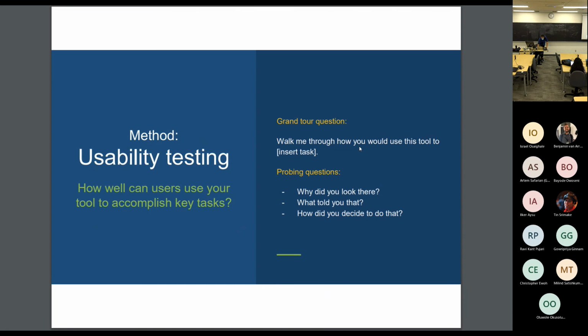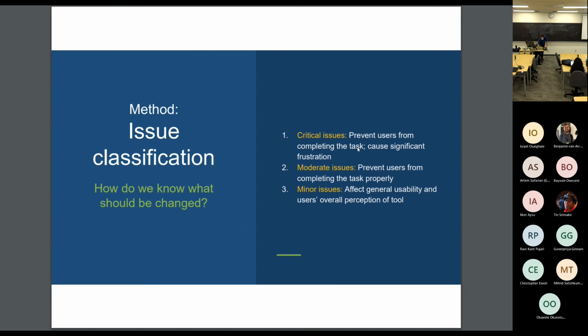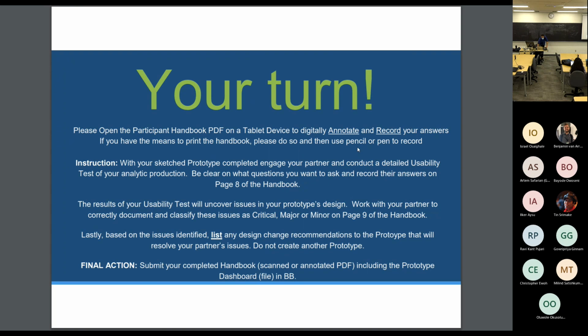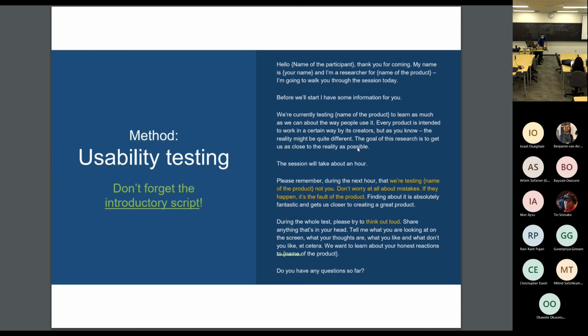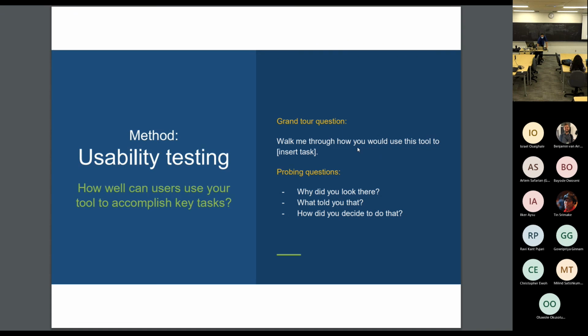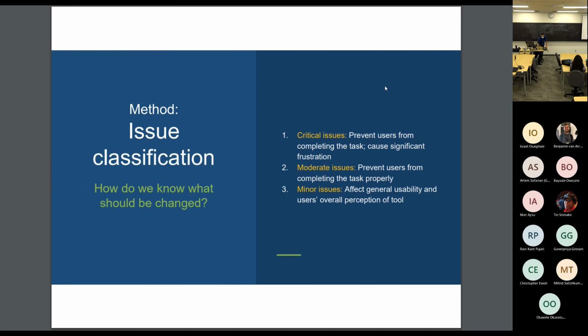Maybe I'll cover this next week, but this is the final section. This is where you're actually going to get them to use the prototype and go through it and see how well they can actually accomplish the tasks that you've laid out. You'll go through this script with them, and then they'll ask probing questions like, why did you click that? Why did you go there? What did you expect to happen? How did you decide to do that?